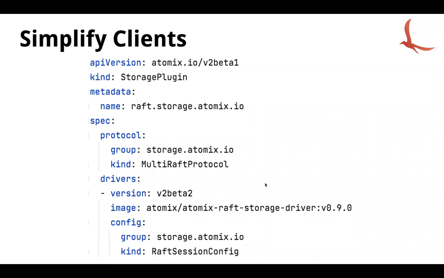And stores created with the multi-rack protocol are associated with this driver image. So if you create a primitive that is pointing to a store that's using a multi-rack protocol, the Atomix controller will configure this specific driver to talk to it. It knows which driver is associated with which type of store. And this is how it knows which drivers know how to operate on a certain type of primitive.